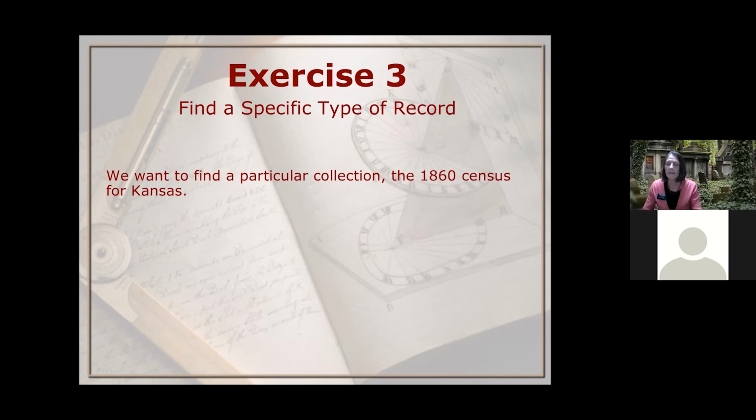Now, in this case, we're going to try to find that 1860 census for Kansas. They're not necessarily always state specific, so we're going to look for the United States Census first and see if we can find that census. So we're going to look there, and we're going to go to the research wiki, which you already know how to do now.